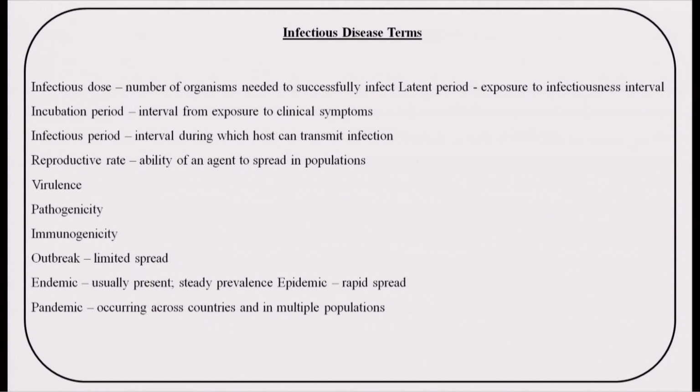The reproductivity rate is the ability of an agent to spread in populations. As we just discussed about virulence, many of the bacteria and the viruses can be very virulent, and some of them may be less virulent. An outbreak is the appearance of a new spurt of infections in the community above the expected level in the population, and it could be an epidemic, an endemic, or sometimes a pandemic as well.